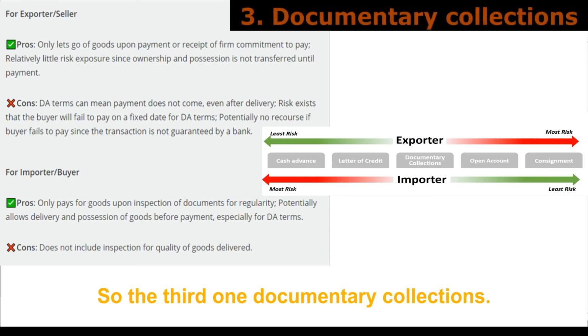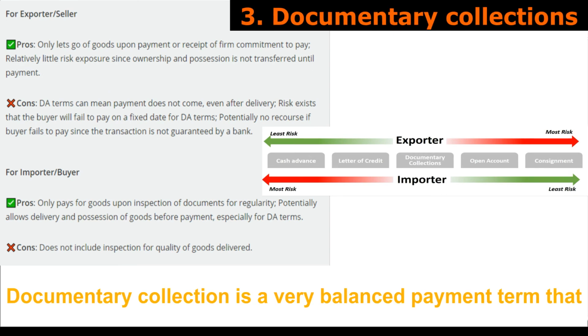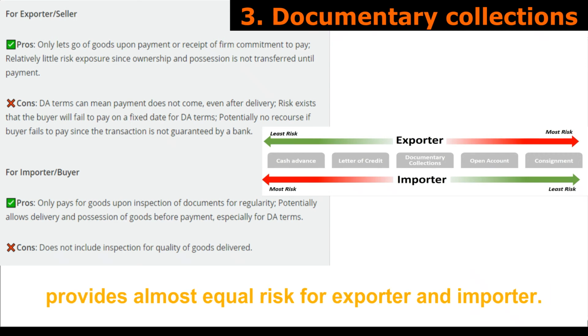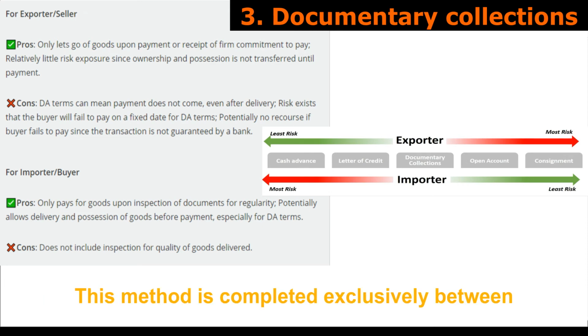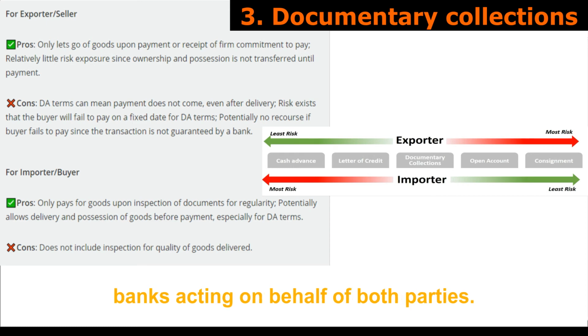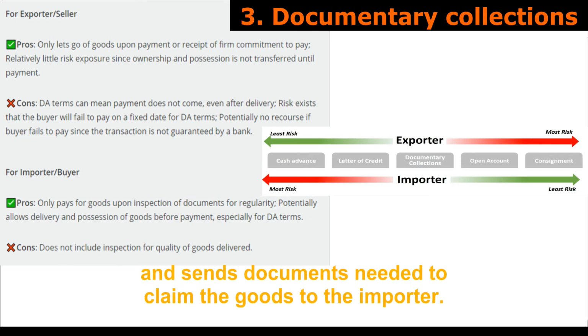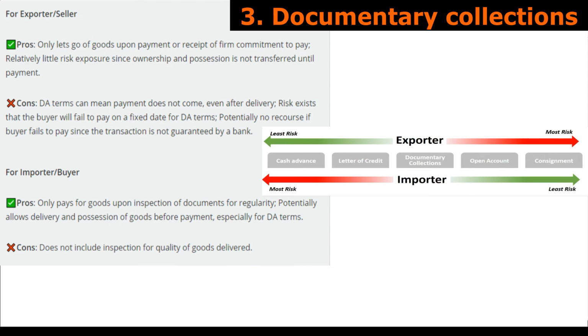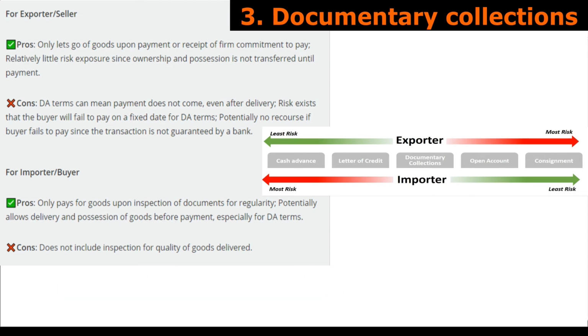So the third one, documentary collections. Documentary collection is a very balanced payment term that provides almost equal risk exposure for exporter and importer. This method is completed exclusively between banks acting on behalf of both parties. The process starts when the exporter ships the goods and sends documents needed to claim the goods to the importer. These documents usually include the bill of lading.